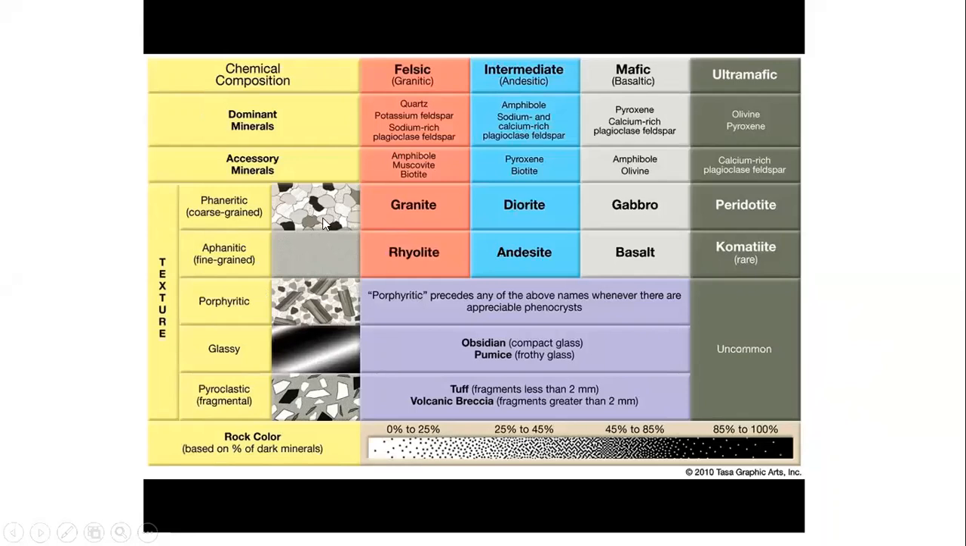This is the textural classification of igneous rock. Phaneritic or coarse grained rock is one in which grains are visible to the naked eye. In aphanitic, no grains are visible. Examples of phaneritic rocks include granite, diorite, gabbro, and peridotite, while aphanitic rocks include rhyolite, andesite, basalt, and komatiite. And remember that these rocks are also extrusive or volcanic rocks. So we may rightly say that volcanic rocks are usually aphanitic. On the other hand, plutonic or intrusive rocks are usually phaneritic.